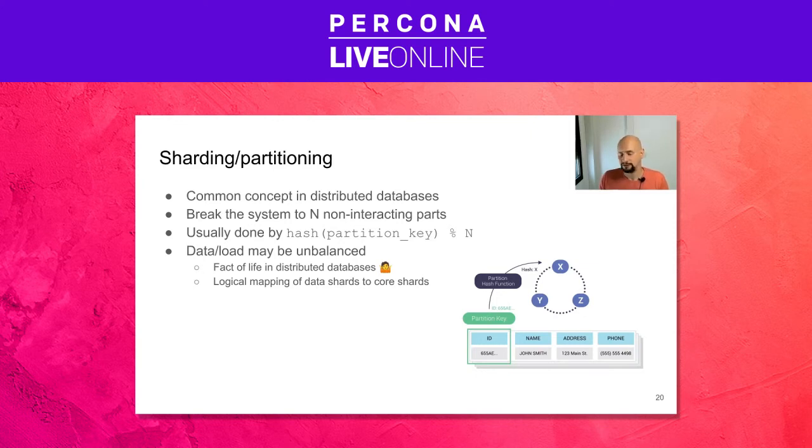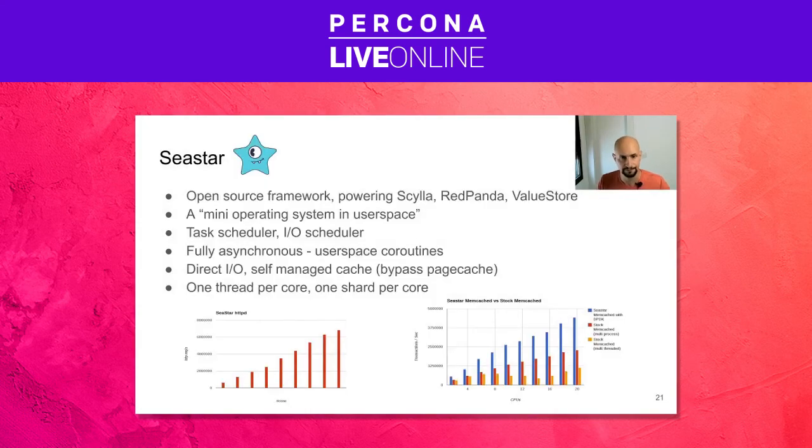Overall, if you have enough statistical distribution, then it should be fine, and we aim for uniform distribution of data if possible. Sometimes it's impossible, but it's a fact of life of distributed databases, so we have to deal with this anyway. It can be mitigated to some degree by having a layer of mapping between logical partitions and physical partitions which reside on shards. It's a topic for a whole different presentation. If you're interested in that, look for vNodes or tablets online.